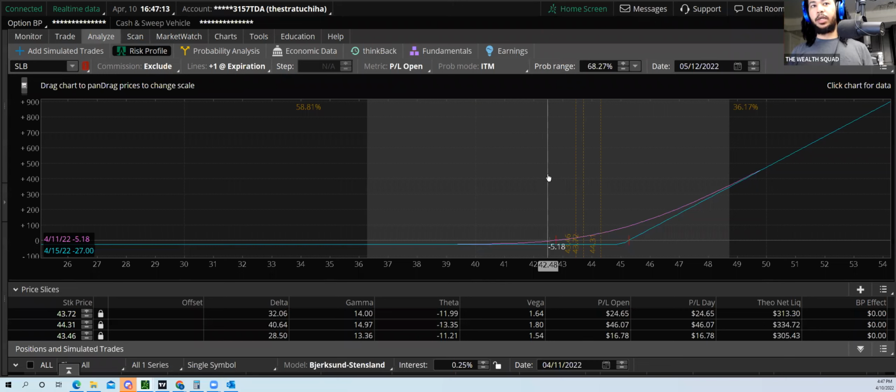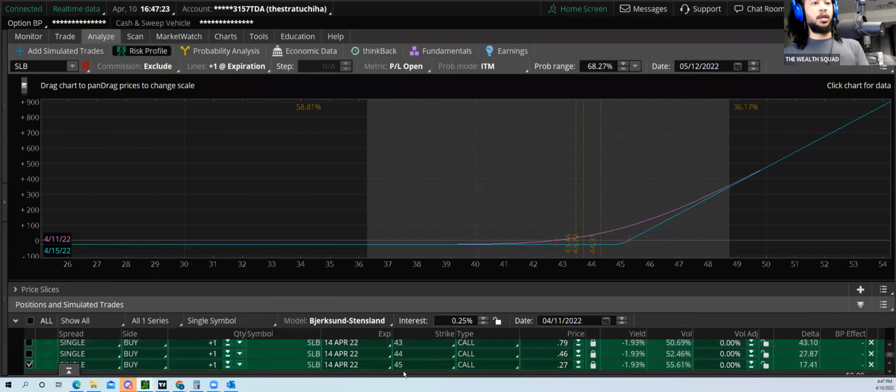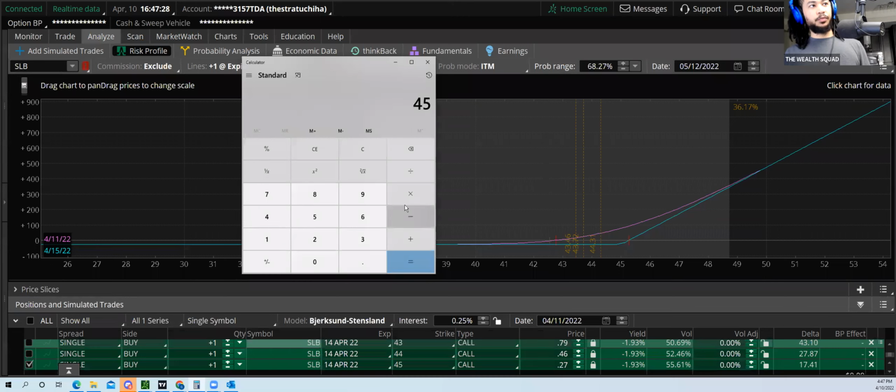How do you calculate break even? If it's calls, the way you would calculate your break even is by adding what you pay plus the strike price. So if I had to show an example right now, let's say the 45 call, the break even would be 45.27. So it's 45, the strike price, plus the premium price, AKA what you pay. That would be 45.27.